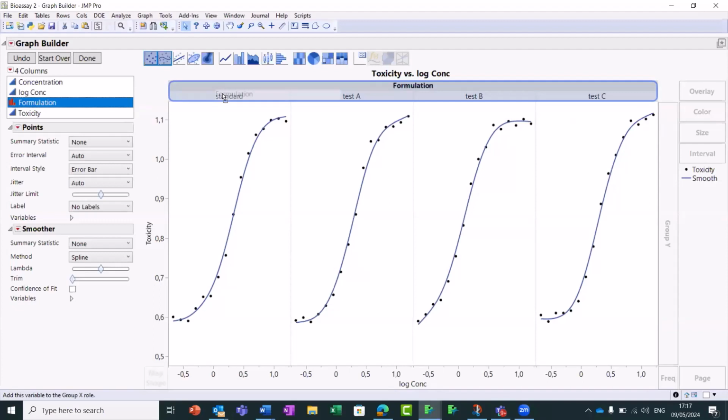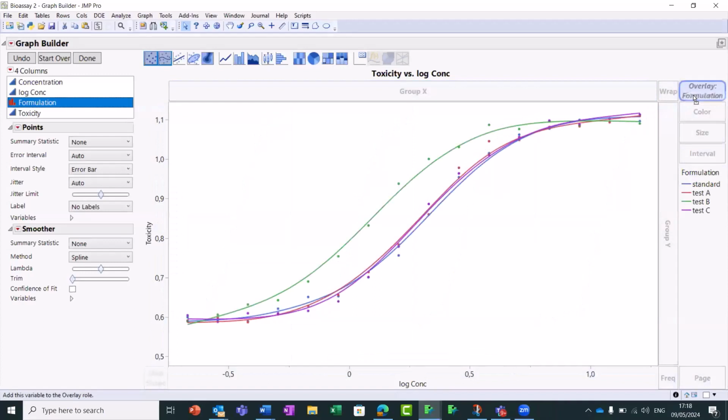That might be useful, but in my case, I would like now to compare those different curves, to see if they are different or not. So what I need to use is actually the overlay. Now we can see here on the overlay the different curves of these four different formulations. We can already see that there's one curve that behaves differently, and this is test B. All the rest are quite similar to the standard. Test A and test C are very similar. You will find that out also using the different tests, that test B is behaving differently from all the others.